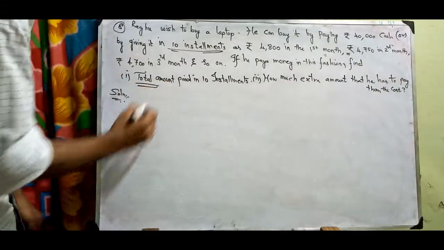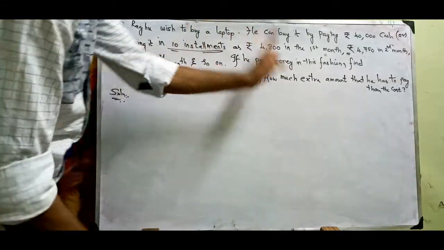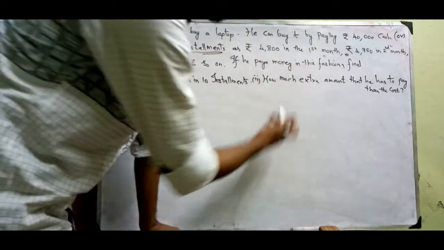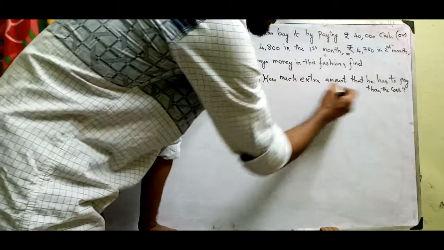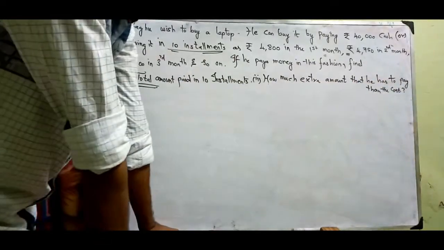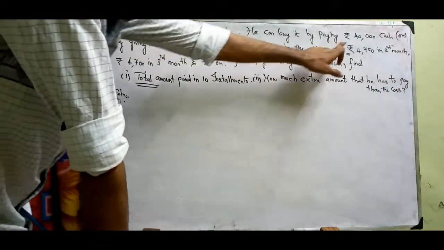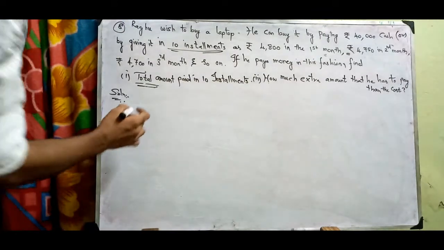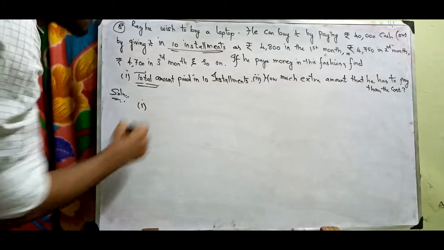That means he's asking for the total amount. That means we have to add all the amounts from the very first month. Then we find how much extra amount he has to pay than the cost. The cost is 40,000. If there is some extra amount in 10 installments, we need to find it. So first, see the given.